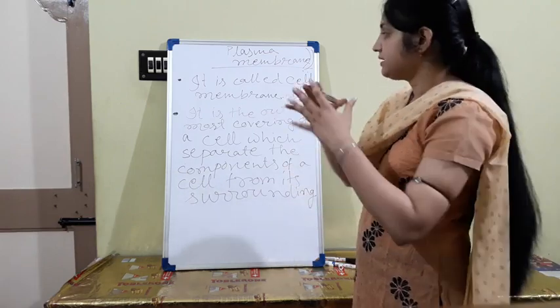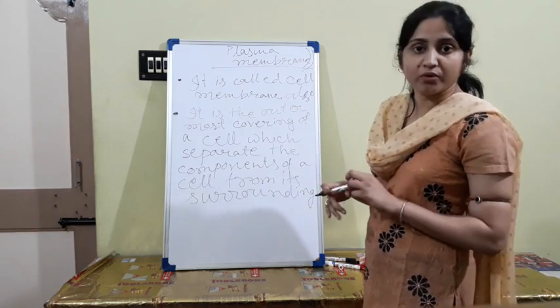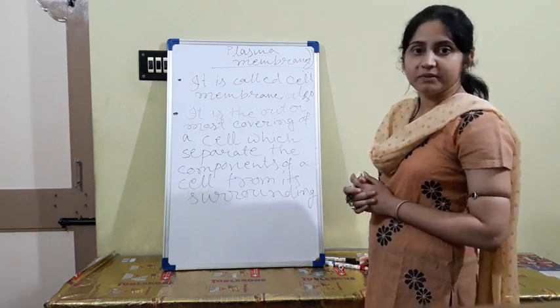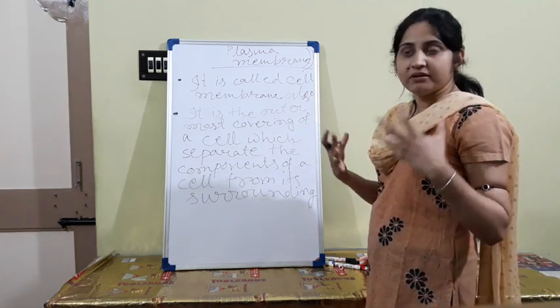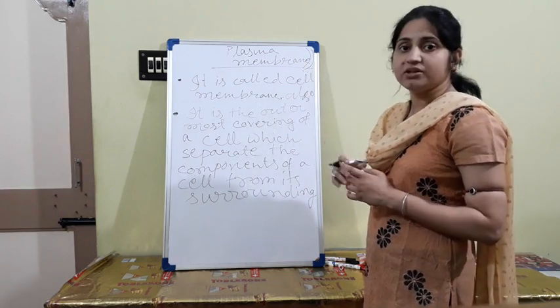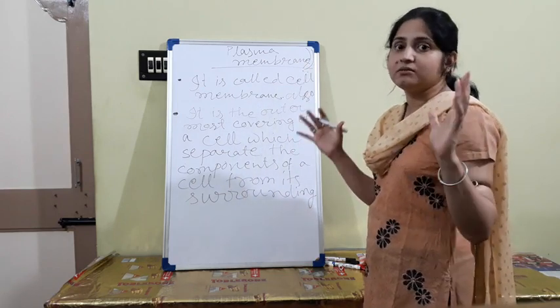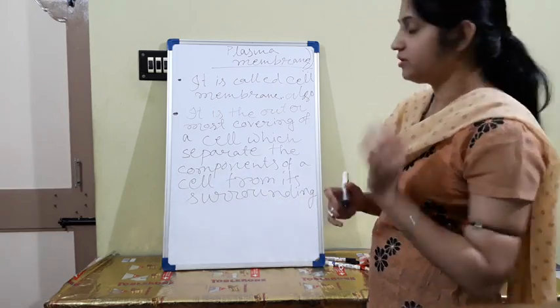So it is just the outer layer, because you know that the meaning of cell is a small room. The cell membrane is present just like a wall protects the room and the materials inside the room. It is protective in nature, and it separates the cellular components from the external environment or surroundings.